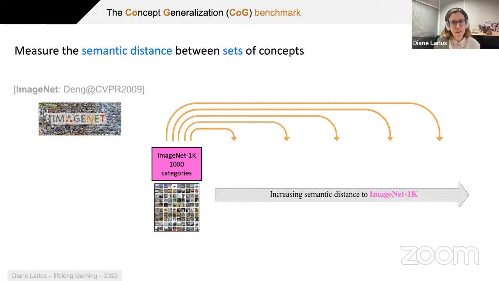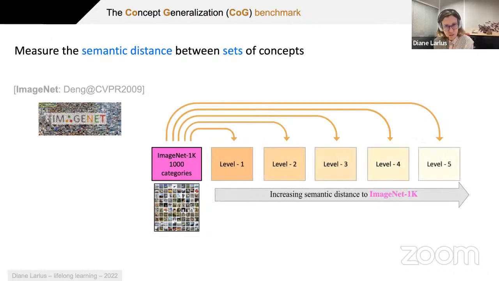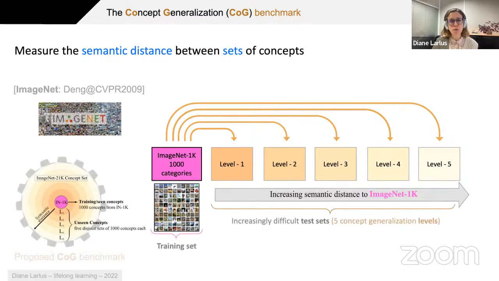visual representations. Then we've built 5 sets of 1,000 categories, which are increasingly distant from the 1,000 categories of ImageNet. To recognize these categories requires the visual representation to have more and more generalization capability. And this gives us a full benchmark composed of a well-defined training set with the only classes that the models are able to see when learning visual representations, and 5 test sets of increasing difficulty that we call generalization levels, that are unseen categories, which allow us really to evaluate what we want to evaluate.